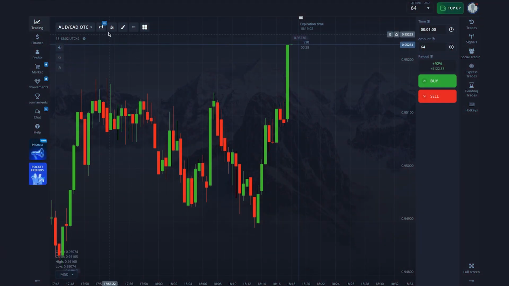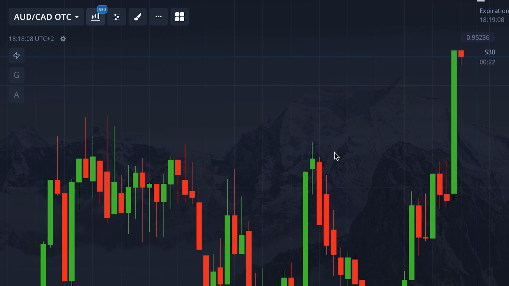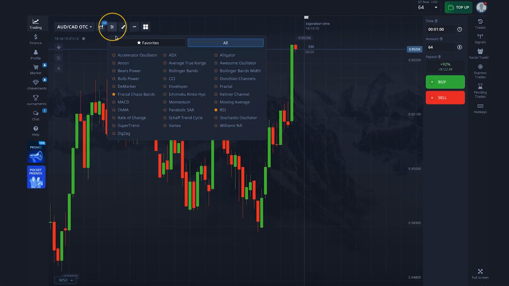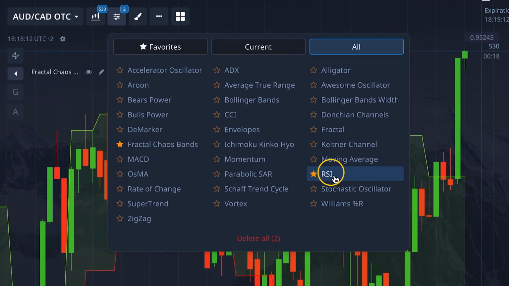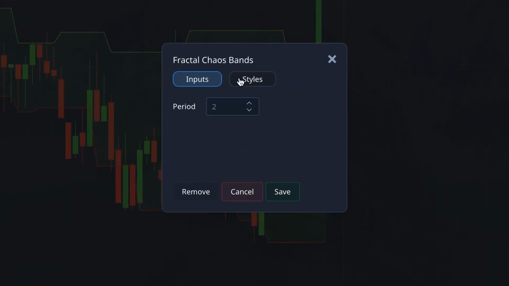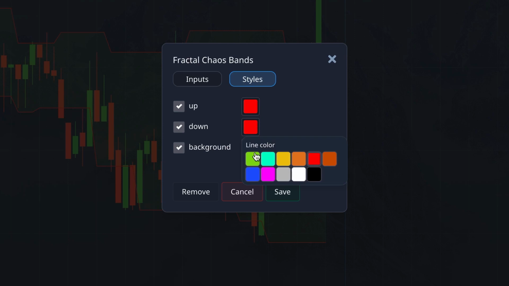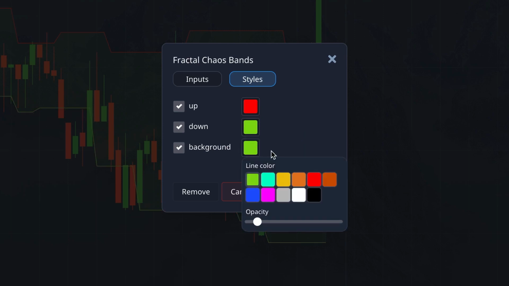First of all, let's get the tools ready for work. I put classic candlesticks. The time frame is 30 seconds. Go to the Indicators tab and select Fractal Chaos Bands and RSI. Setting up Fractal Chaos Bands. Switching to the style. Change the color of the upline to red and the color of the downline to green.